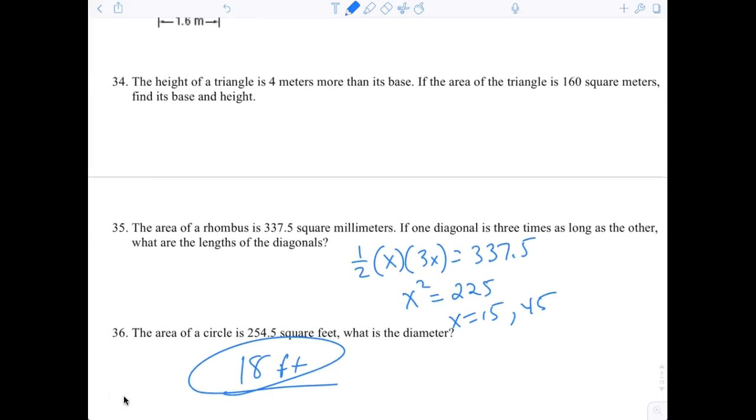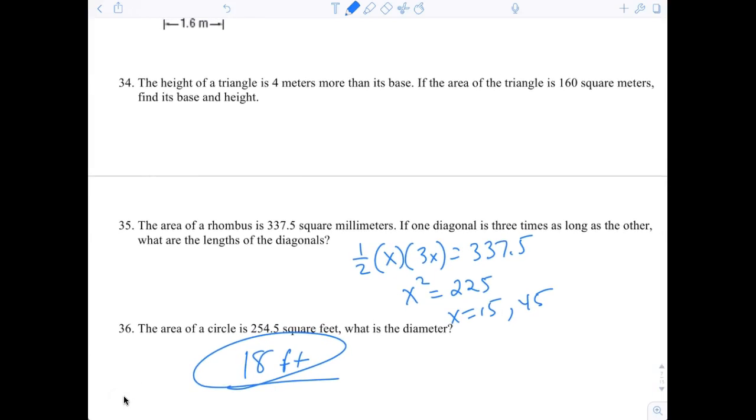All right, the height of a triangle is 4 meters more than its base. For whatever reason, some kids mess this up. Area equals 1/2 base times height. The area is what? 160, right? So 160 is equal to 1/2 times, the height is 4 more than the base, so b, and then b plus 4. Does everybody agree with that?